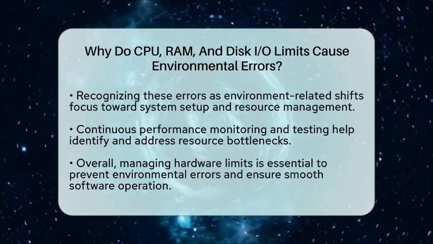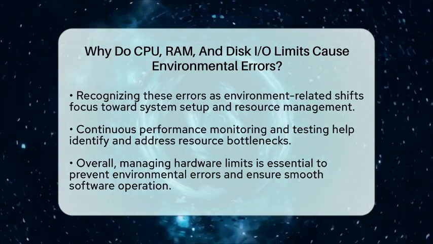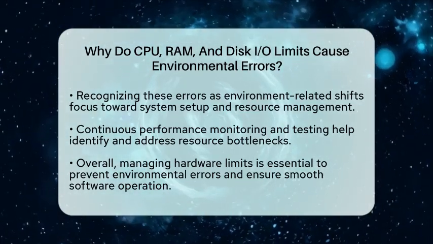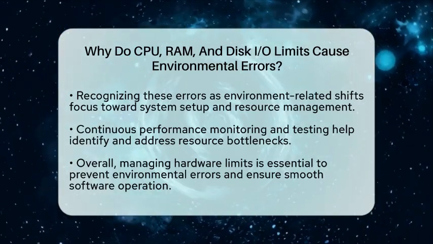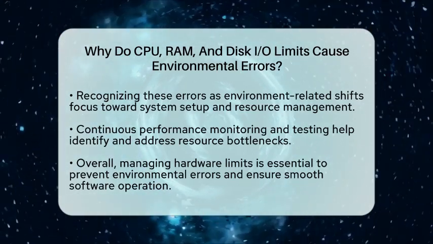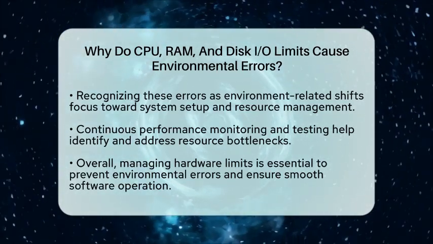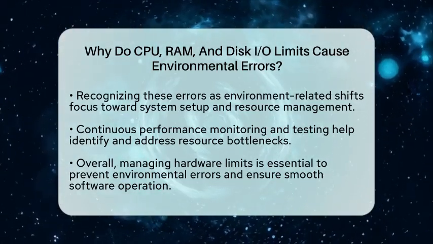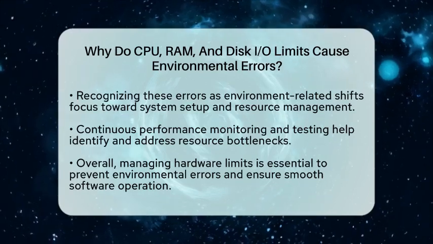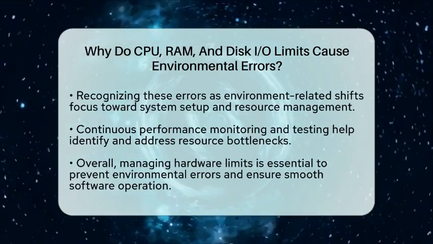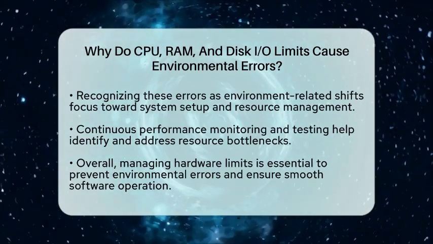Understanding that these errors come from the environment helps you focus on system setup and resource management, not just fixing code bugs. Monitoring system performance, reproducing issues in testing, and adjusting hardware or workload are all part of the process. In the end, CPU, RAM, and disk input-output limits cause environmental errors because they restrict the hardware resources your software needs to run smoothly. Troubleshooting effectively means keeping an eye on these limits and adjusting your environment to keep everything flowing without hiccups.